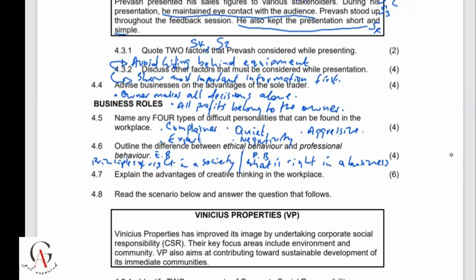Okay. Right. So now let's check 4.7. It reads as follows. Explain the advantages of creative thinking in the workplace. So now one of the advantages of creative thinking in the workplace is that complex business problems may be solved. It improves motivation among staff members. And also it provides better or unique solutions whenever there is a need for them to be generated.